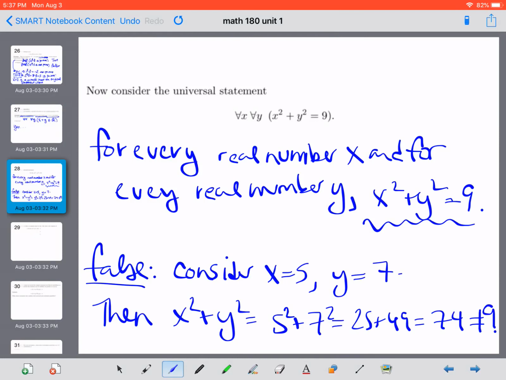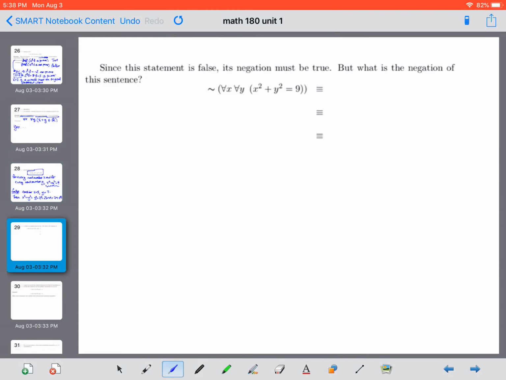All right, so what does this mean? This means the statement has to be false, which means its negation has to be true. So what would it mean to negate a statement like "for all x, for all y, x squared plus y squared equals 9"? Well, let's use the same reasoning that we already have from the last section. If we wanted to negate this entire statement to get an equivalent statement which is true, the first thing we would do is negate this first universal quantifier. So I can start from the outside.